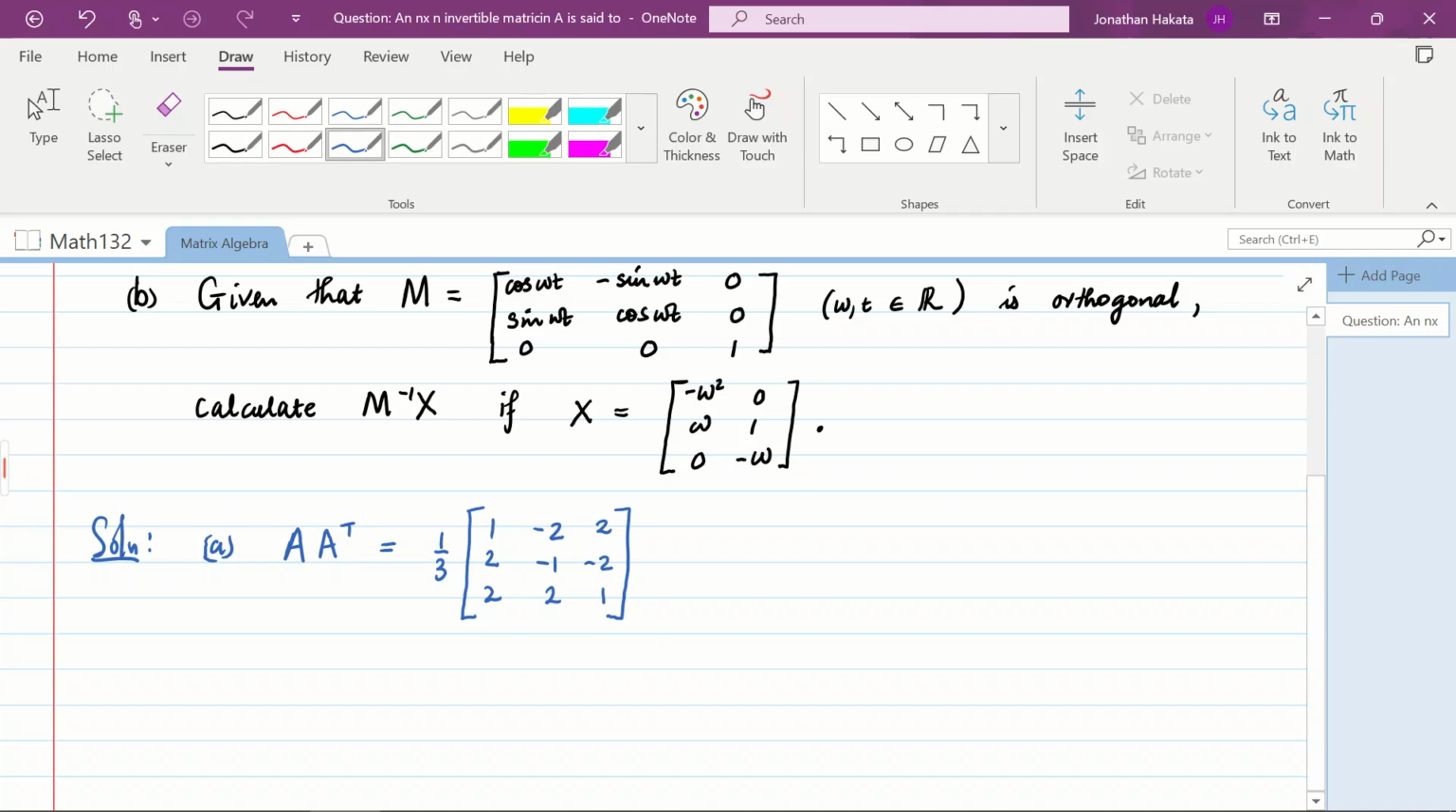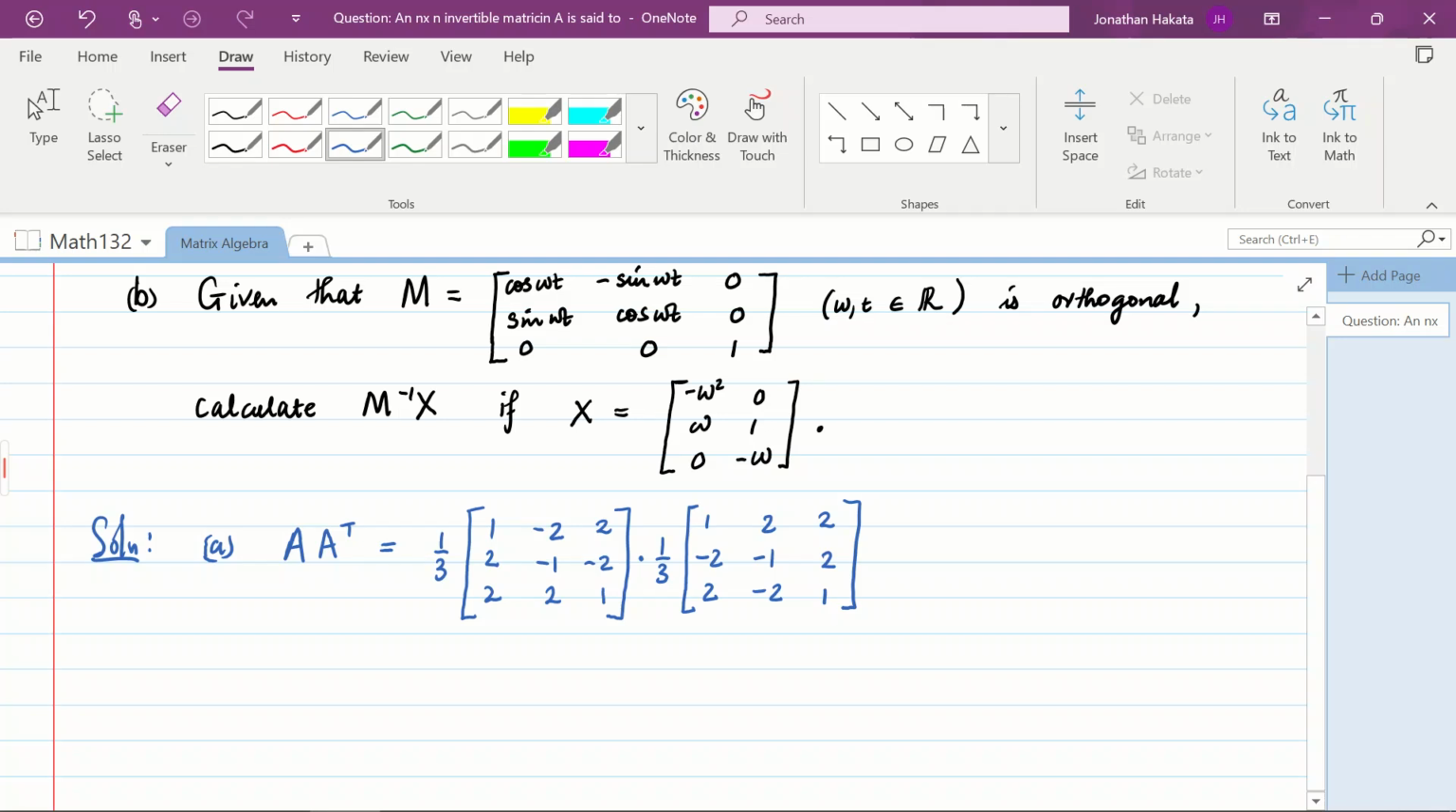Now we then multiply this to A transpose. Now remember, A transpose is this same matrix with its rows and columns interchanged. There's one thing to take note of. This 1/3 appearing outside will stay outside for A transpose as well. We interchange the rows of matrix A into columns of matrix A transpose. So the first row becomes our first column, which is 1, minus 2, 2. The second row becomes our second column, which is 2, minus 1, minus 2. And lastly, the third row becomes our third column, which is 2, 2, 1.